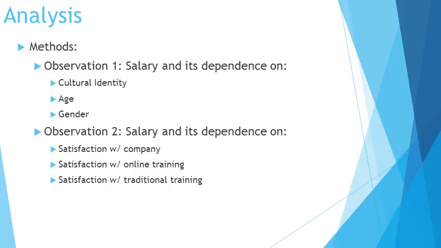The methods that we use: observation number 1. We're going to test salary and its dependence on cultural identity, age, and gender. We're going to do that using an error bar chart and a univariate ANOVA. Observation number 2, salary and its dependence on satisfaction with the company, satisfaction with online training, and also with traditional training. And we will repeat the methods we used for observation 1. We will use both the error bar chart as well as the univariate ANOVA.